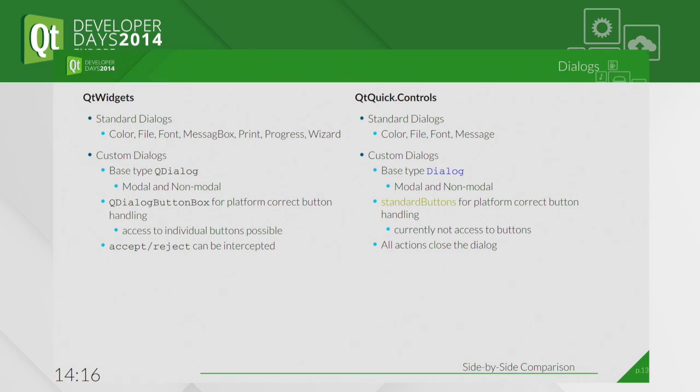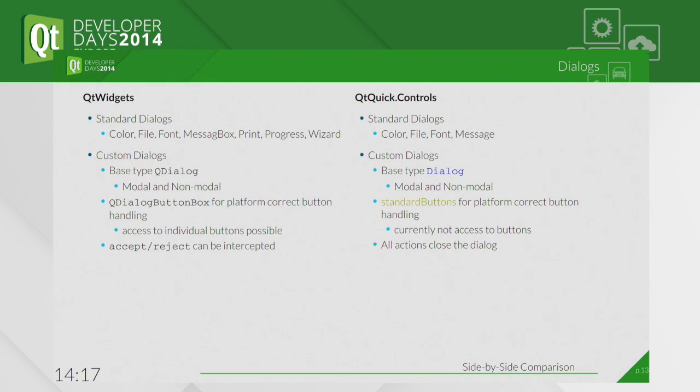For the customization of your own dialogues, both have a base type for dialogues. That's QDialog for the widgets, right? QDialog can be shown modal or non-modal, depending on the way you show it. If you call the exec method, this will be a modal dialog and return once the dialog has been closed, or you can just show it, and it will be a non-modal dialog. Right? You can also specifically set the modal flag.